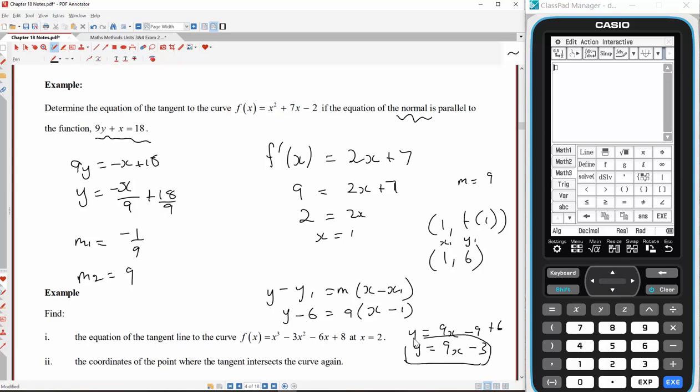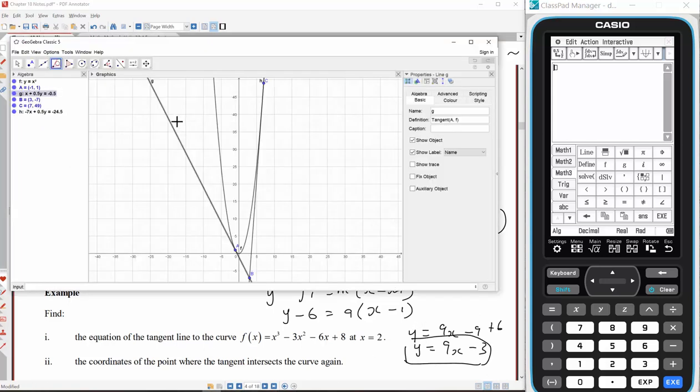There is my equation. All right, let's just see if we can picture this one on GeoGebra as well and get an idea of what our answer suggests. Okay, so file new. Oops.